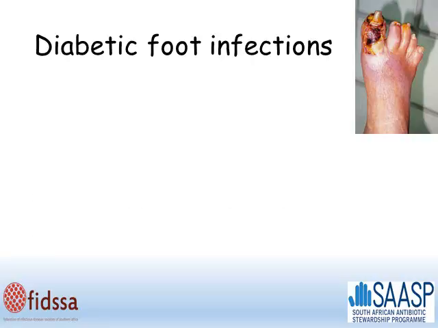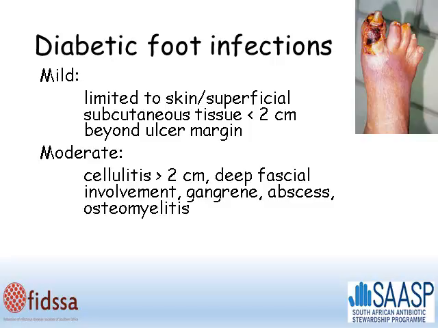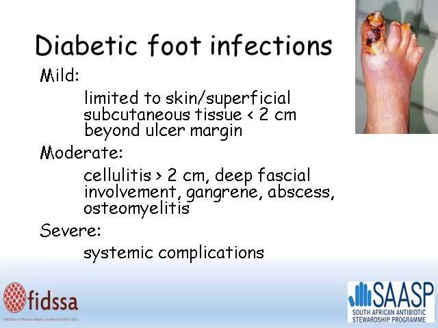Turning to diabetic foot infections, these are classified into mild, moderate, and severe. Mild is when the infection is limited to skin and superficial subcutaneous tissue and is less than 2 centimeters beyond an ulcer margin. Moderate is when cellulitis is greater than 2 centimeters, there's deep fascial involvement, gangrene, an abscess or osteomyelitis. And severe is when the patient has systemic complications.